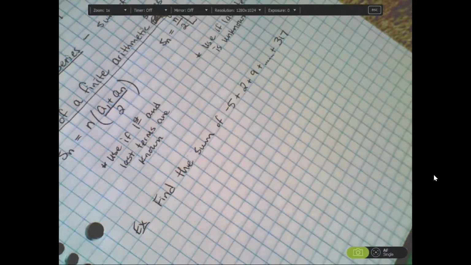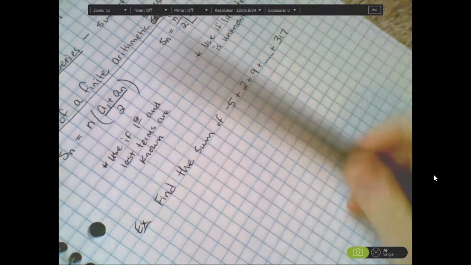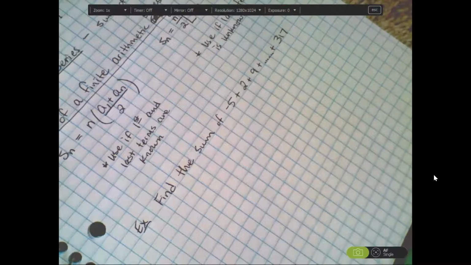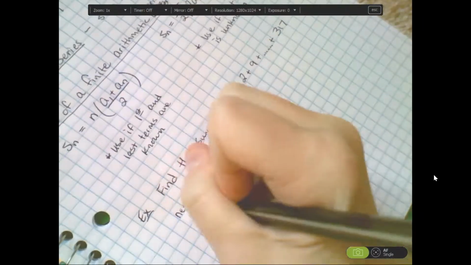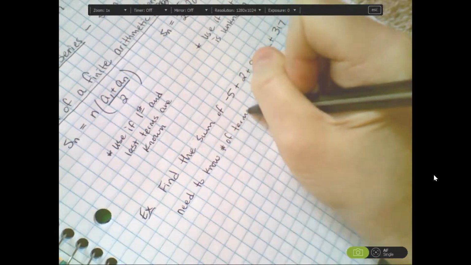What we can do is use the formula up here. Actually, I misspoke. We do need to know how many things we have, right? We need to know the number of things that we're adding together because both of these formulas have this n in them. So we can do that first. We can figure out what our n value is going to be. We've got enough information here to figure that out. So let's do that first. We need to know the number of terms.